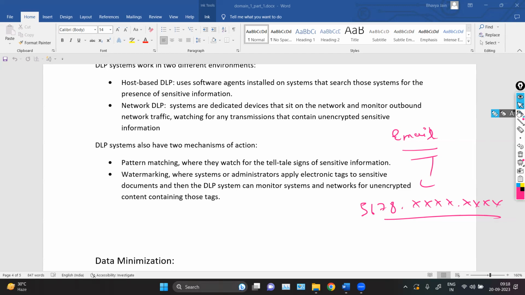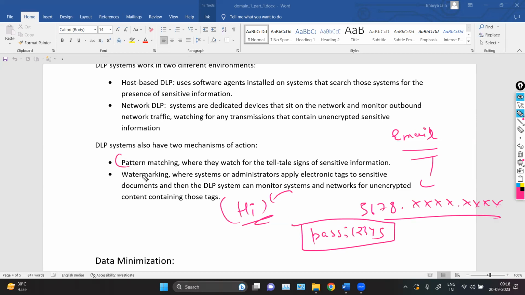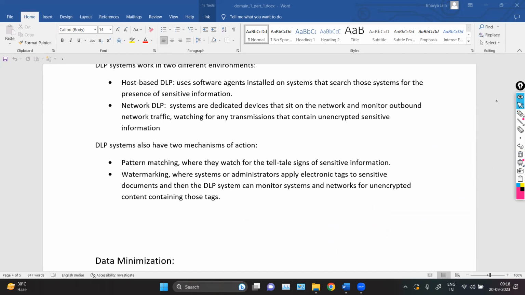For example, let's say I am sharing a useless message, like hi. This is not sensitive because it is a simple message. Let's say I'm sharing a password, and I type pass: 12345. This is sensitive information, and this is how the DLP identifies it, with the help of this pass colon 12345. So this is a password. This is pattern matching: we are identifying the patterns related to sensitive information, for example usernames, passwords, credit card numbers, etc.